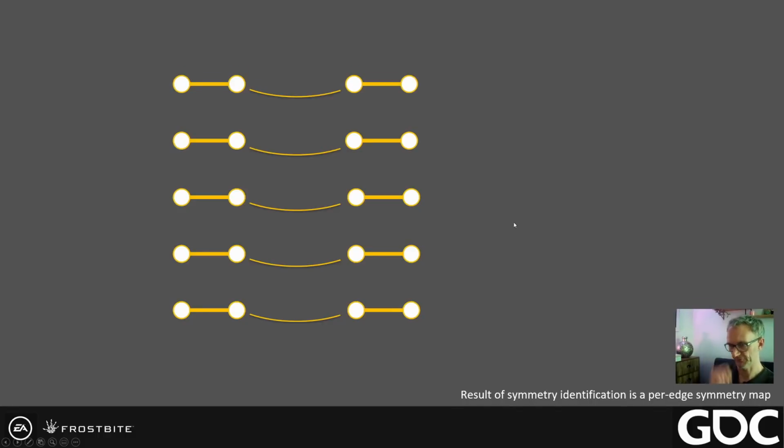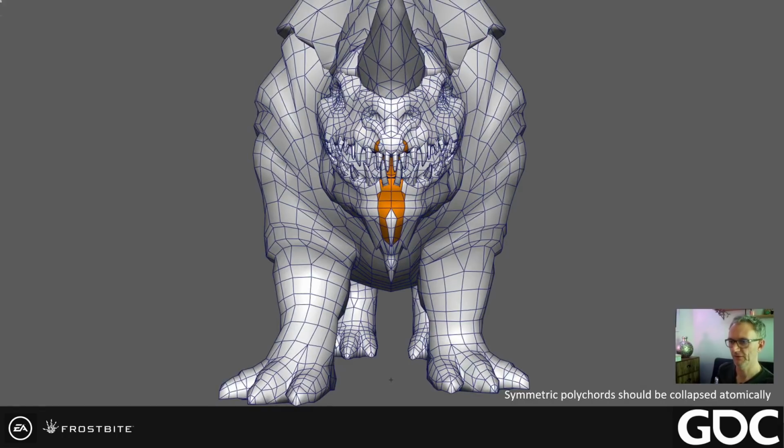But as I'm trying to show here, this is actually more complicated than it seems, because the actual symmetry map that we find is per edge. So we find that an individual edge is symmetric to another individual edge. And in the case where entire polychords are found to be symmetric, that's because there's a one-to-one symmetry relationship between their edges. But we don't actually find that polychords themselves are symmetric. Rather, it's all about edges.